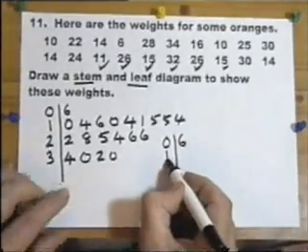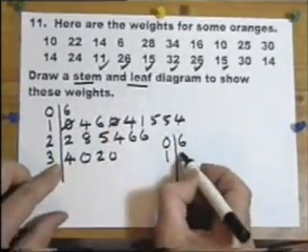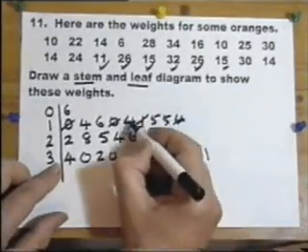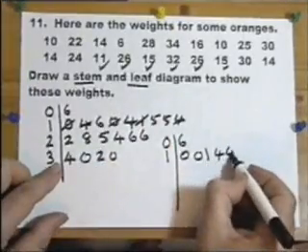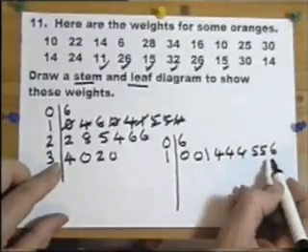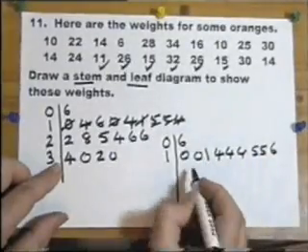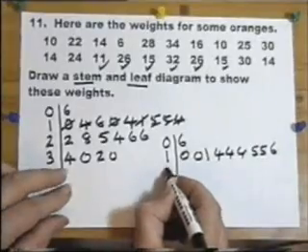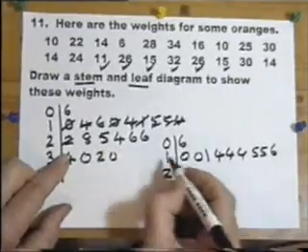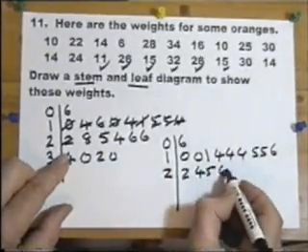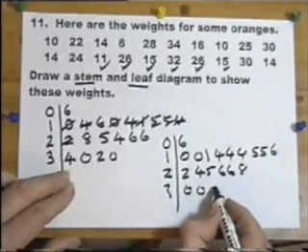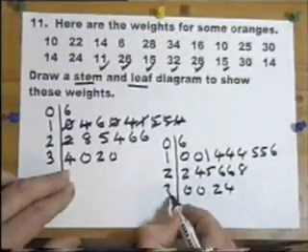Now what I mean by that is 1, 0, 0, 1, 4, 4, 4, 5, 5, 6. In the exam I crossed those out in pencil, by the way, so they're still clear. 2, 2, 4, 5, 6, 6, 8, and 3, 0, 0, 2, 4.